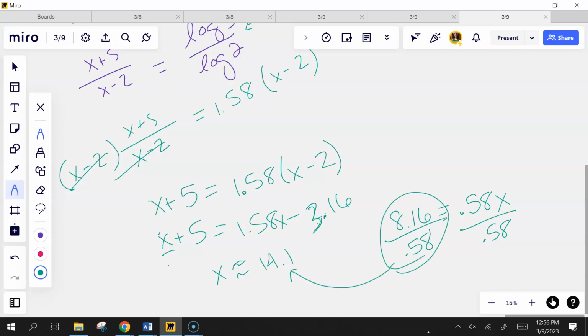8.16 divided by 0.58, or yeah, it's 14.1. Where's the 0.58? I got it to where it was like x equals 1.58x minus 18, so I got the same numbers as 9. 1.58x minus 1x is 0.58x.